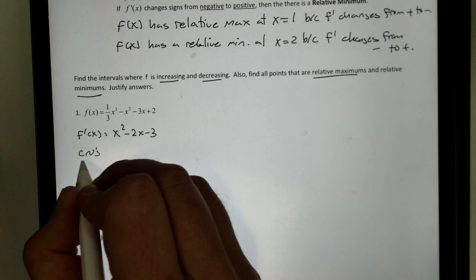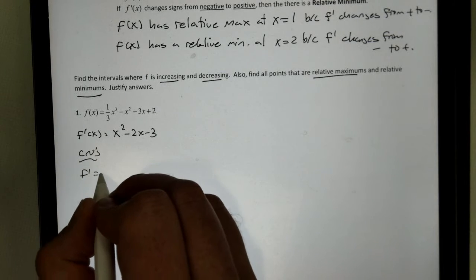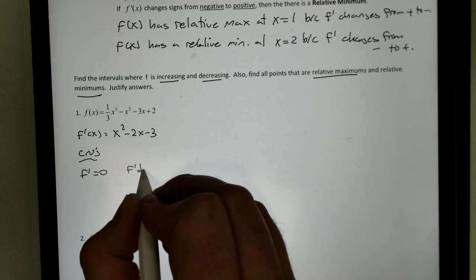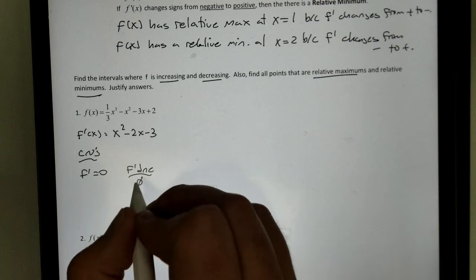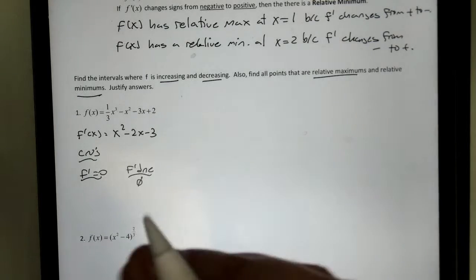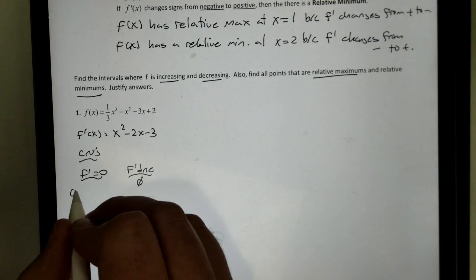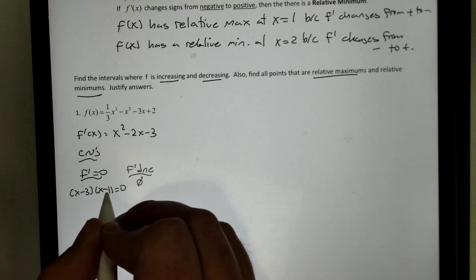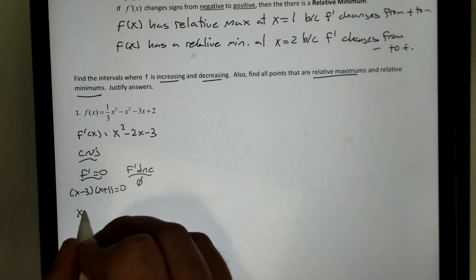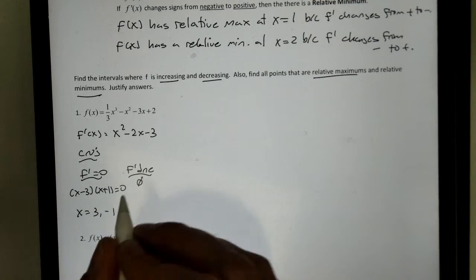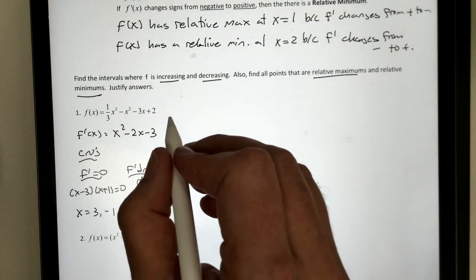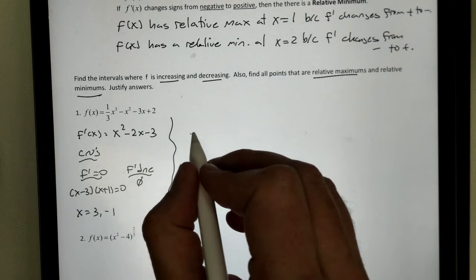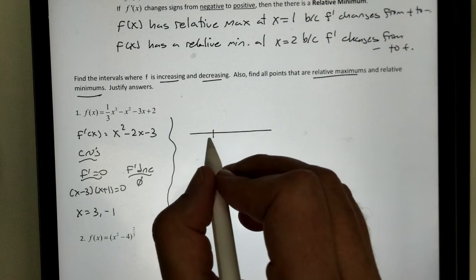Find your critical numbers. Where does the derivative equal 0? Where does the derivative not exist? Nowhere does it not exist. I can factor. Start working right away. This is x minus 3, x plus 1 equal to 0. So we would get 3 and negative 1. Again, no domain restrictions. My next step, I want to draw my sign chart.